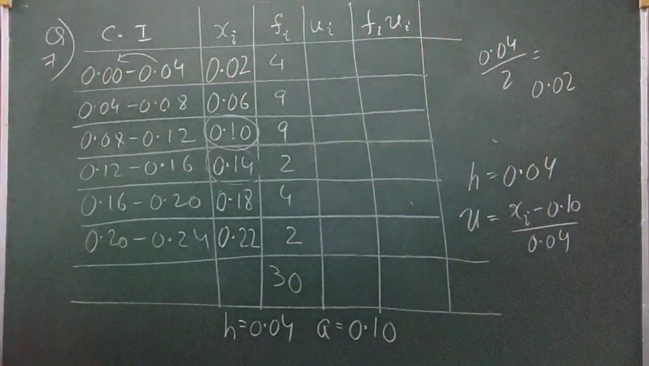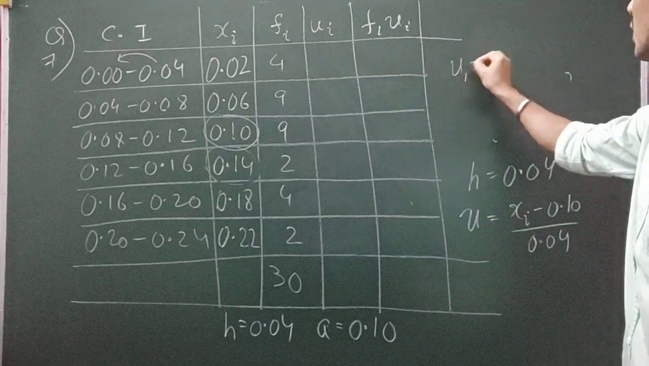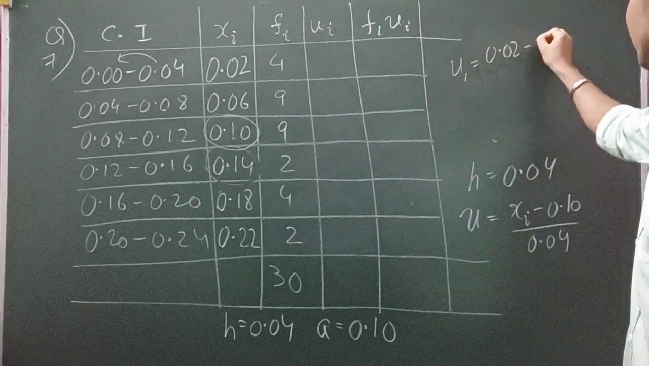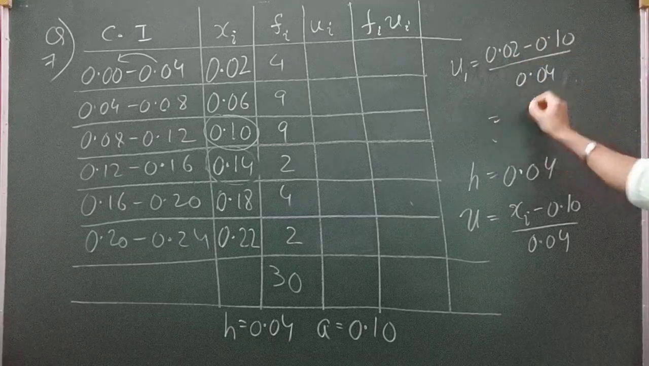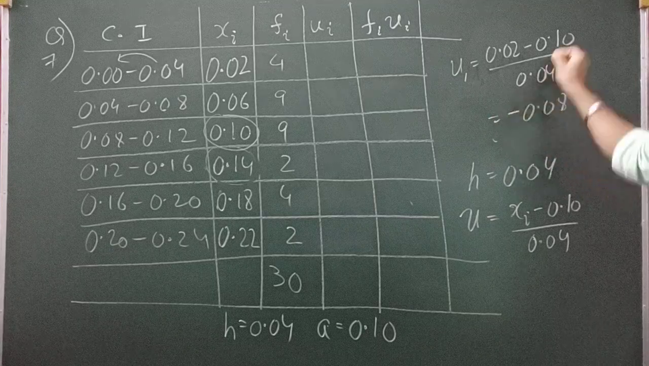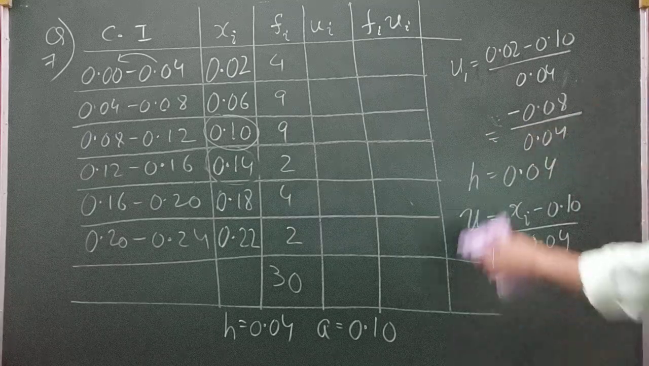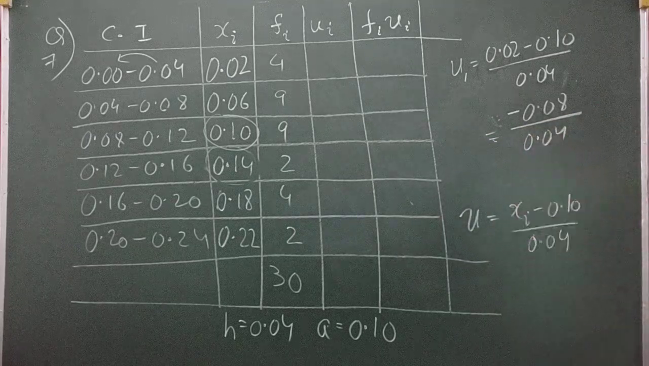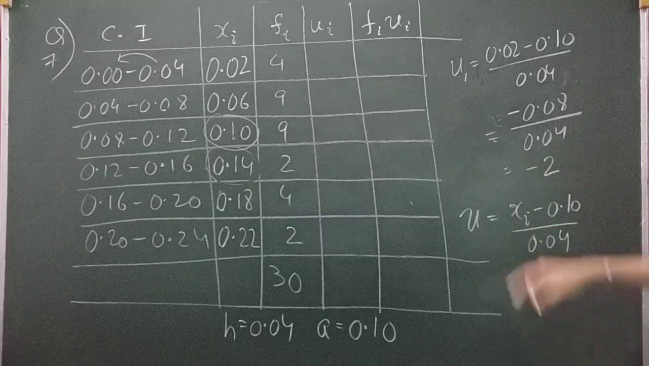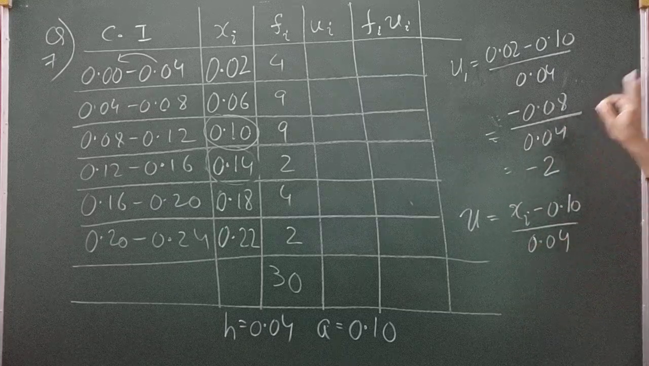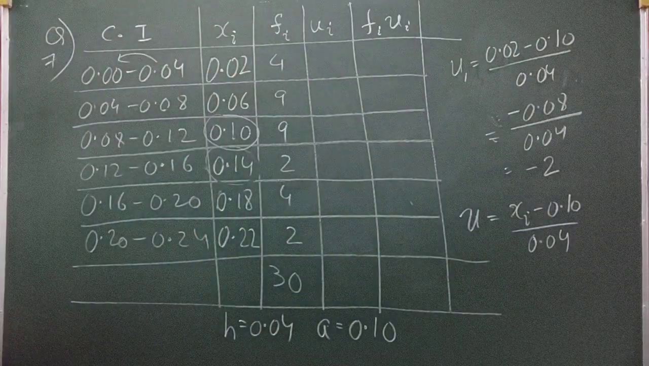So xi means x1. The first value u1 will be x1, which is 0.02, minus 0.10, divided by 0.04. If you subtract, it is minus 0.08, because 0.10 is definitely bigger, divided by 0.04, and then you will be dividing and getting the answer. That's going to be minus 2. But as I said, we are not going to do all this. This is just to show you how it works. But again, I promised you that I'm going to give you simple ways to solve.